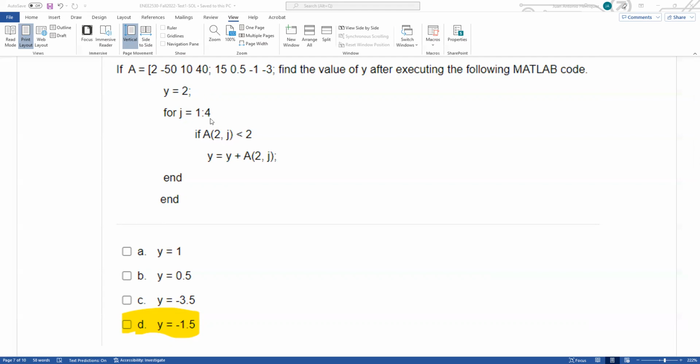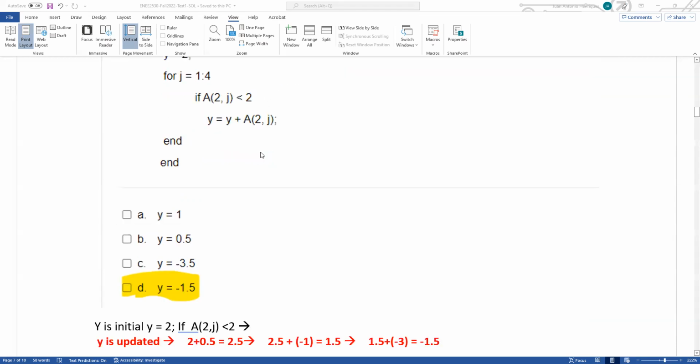So this piece of code is ignoring the first row, but it's looking at the second row, and it's looking for elements that are less than 2 in that row. And when it finds elements that are less than 2 in that row, it's going to perform this operation here, which is basically going to add the original content of y, which is 2, plus the value that it's going to find as it goes through the row. So looking at the matrix again, the numbers less than 2 are 0.5, minus 1, and minus 3. So those are the numbers that it's going to use.